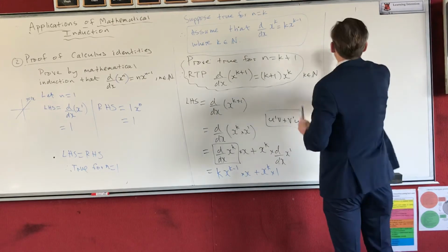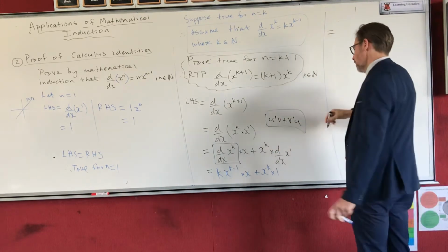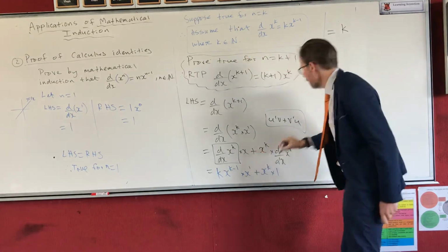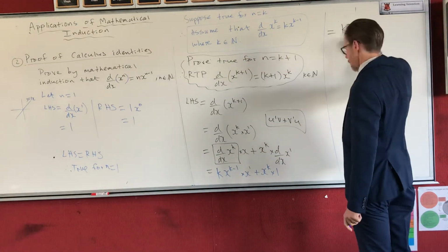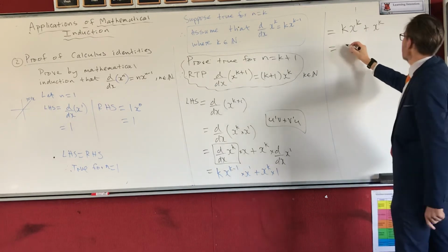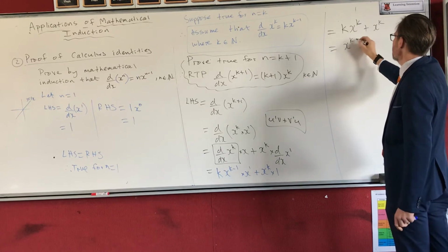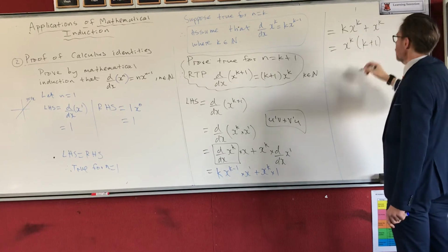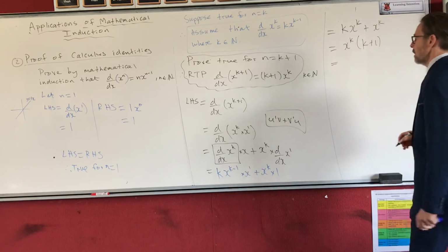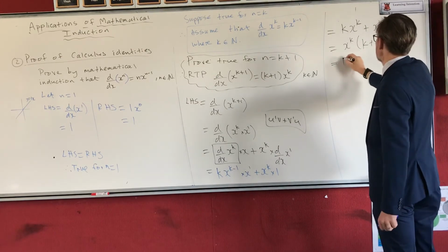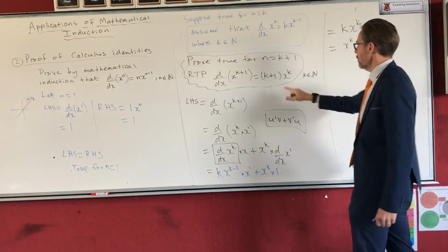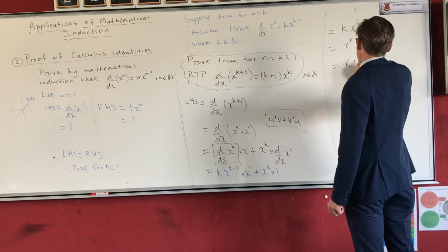Alright. Now, using your index laws here, that's just going to give us k x to the k plus x to the k. You can see here I've got x to the k as a common factor, k plus 1 x to the k, so we proved what we had to do. So we started off with the left-hand side and we proved that's equal to the right-hand side.